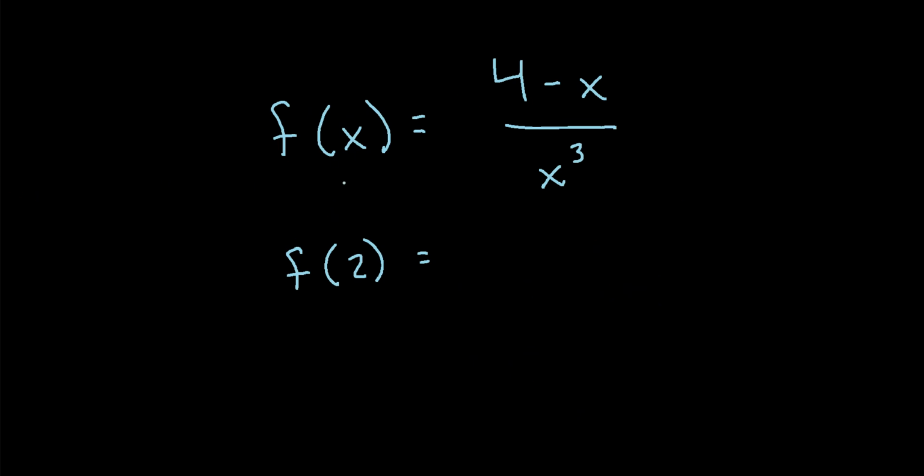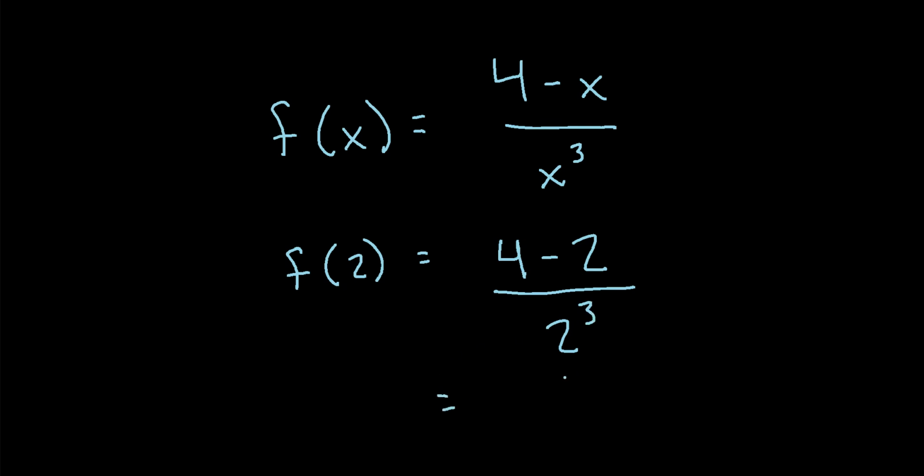All right, let's try this one. Let's say we have f of x is equal to 4 minus x over x cubed. And we want to evaluate this function at the value of 2. So f of 2. So we're just going to plug in a 2 for every time we see an x. So let's do that. So we get 4 minus, instead of x, we'll write 2, over, instead of x cubed, we'll write 2 cubed. So let's see what we get.